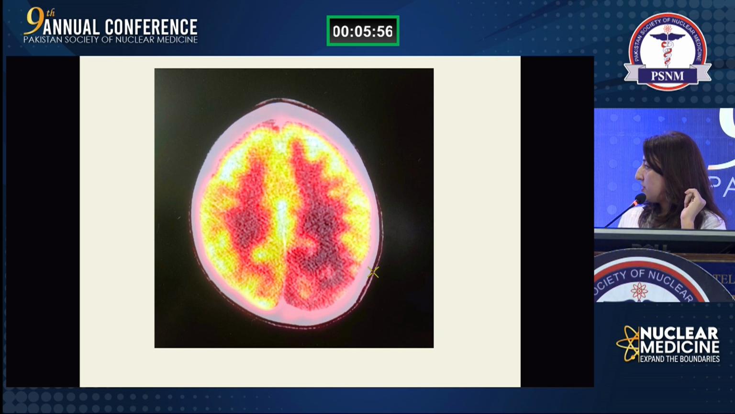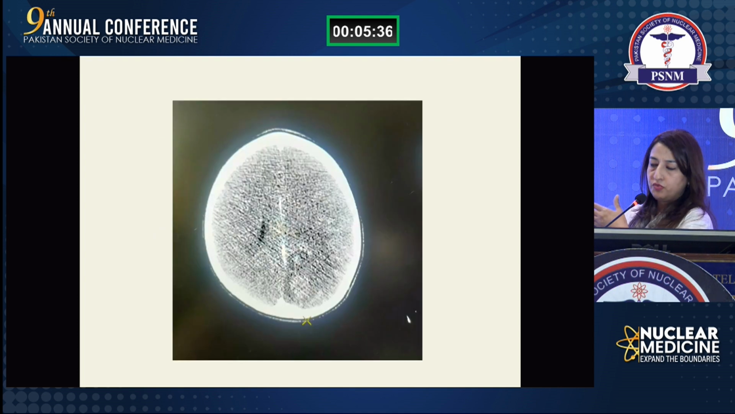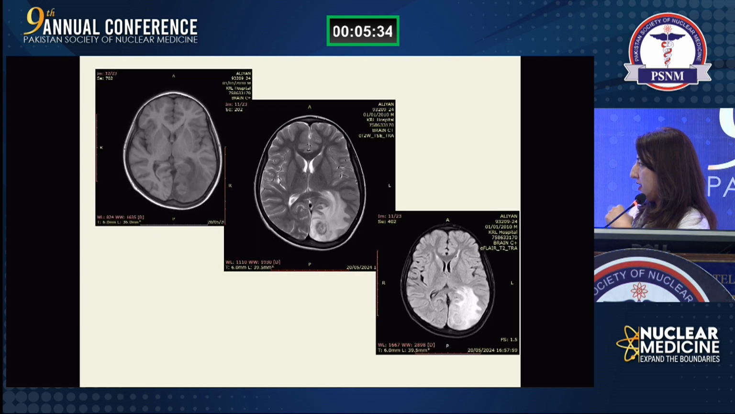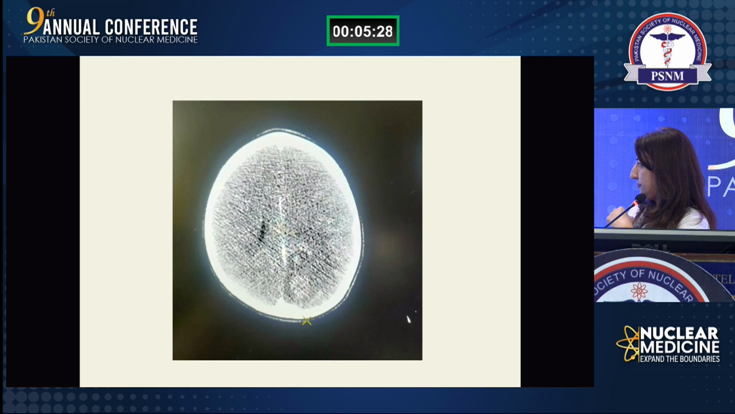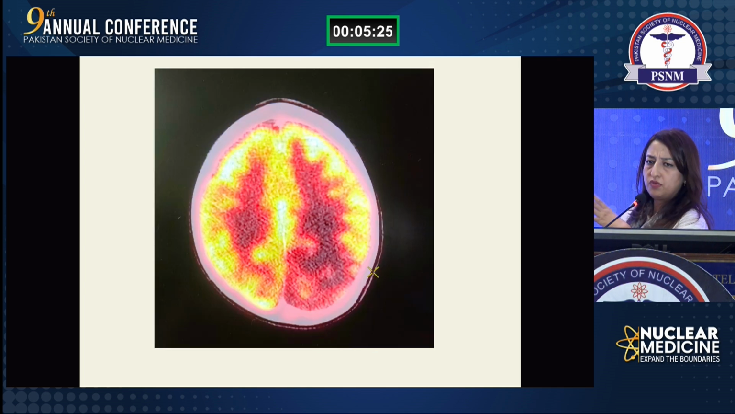When the brain images were seen, here you can see there is relatively low uptake in left parietal lobe, and there is a lesion which is giving faint FDG tracer uptake. This FDG tracer uptake was less than the corresponding normal brain parenchyma on left parietal lobe. So it was relatively lesser than the normal brain parenchymal uptake.